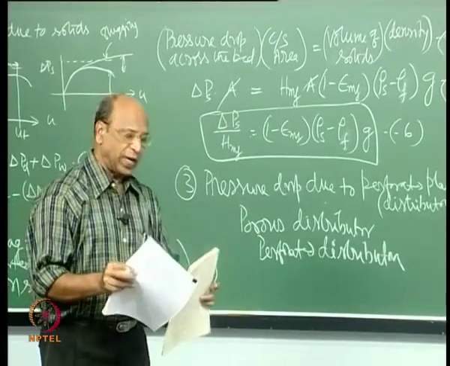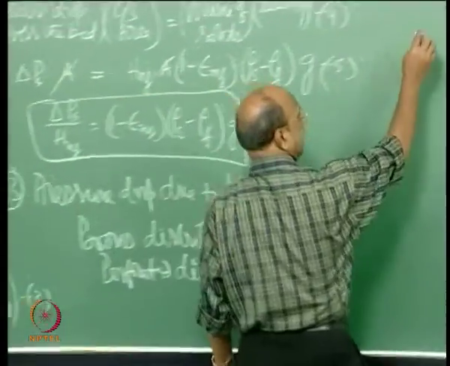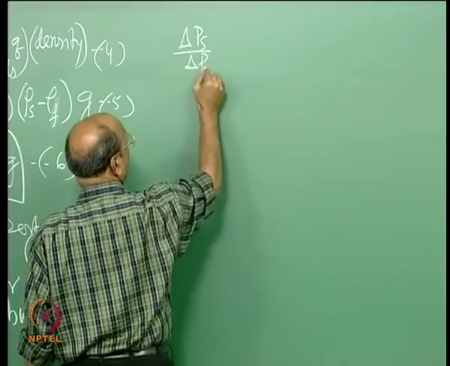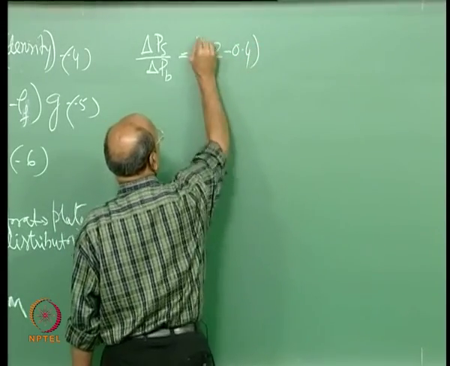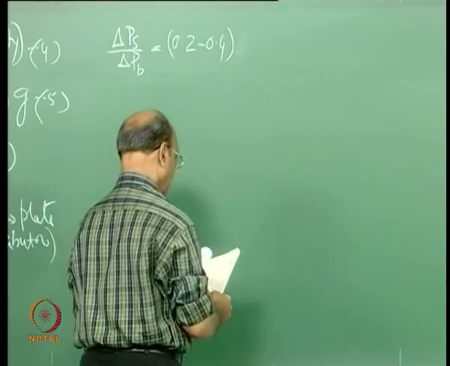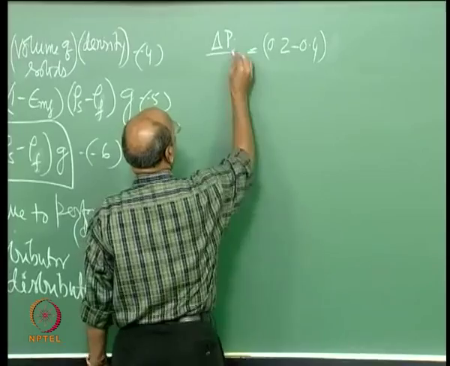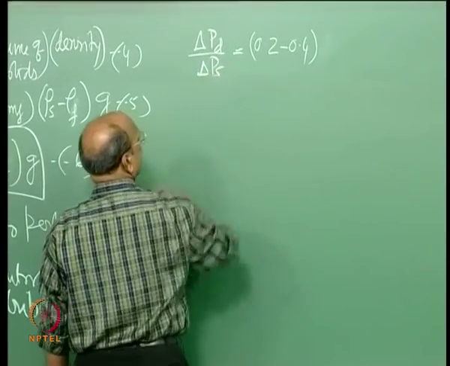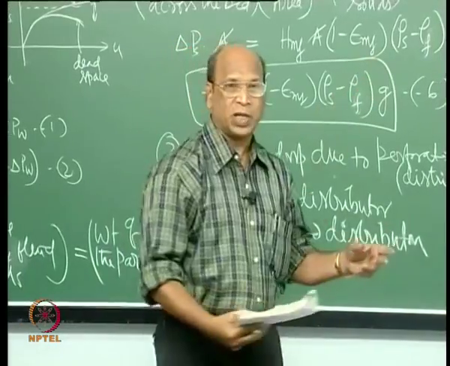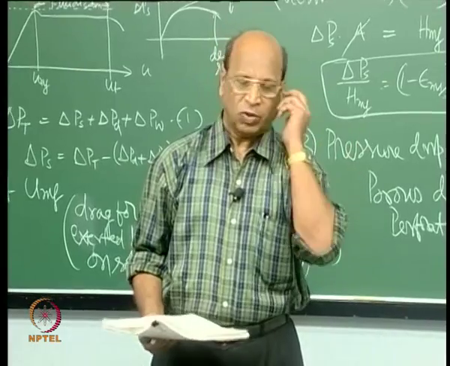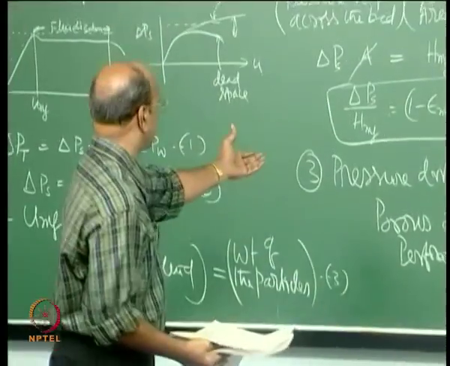I think there are some thumb rules where the pressure drop should be around 0.2 to 0.4 of delta P s. That is the general thumb rule, one of the oldest. Oh, sorry, this is delta P d by delta P s, 0.2 to 0.4. This is what is normally the thumb rule. It was observed only by experiments, so you get good fluidization when you use these values. That means the distributor pressure drop should be about 20% of the pressure drop due to solids.